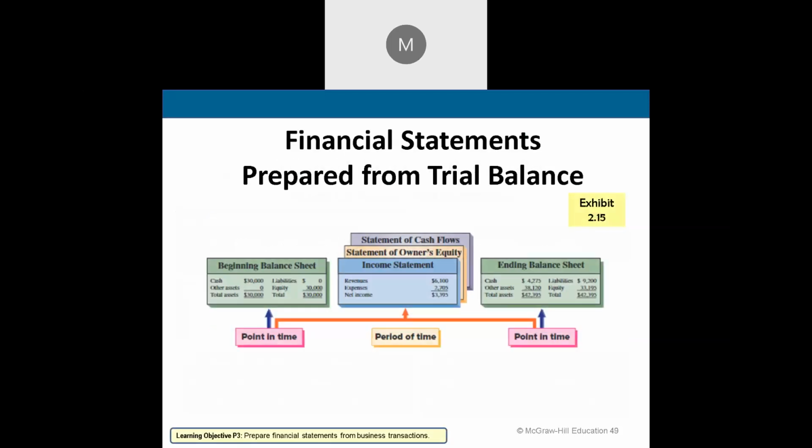And at the very beginning, I mentioned that we use these transactions to help to create our financial statements. Income statement, balance sheets, statement of owner's equity, statement of cash flows. Transactions help to create all of these things, yeah.